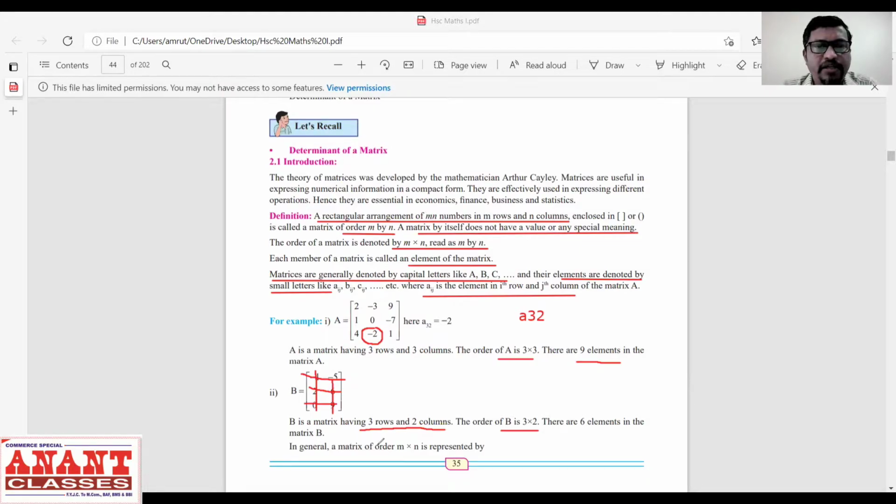And in general, a matrix of order m by n is represented by rows and columns. M stands for rows, n stands for columns. So I hope you have understood this first screen.